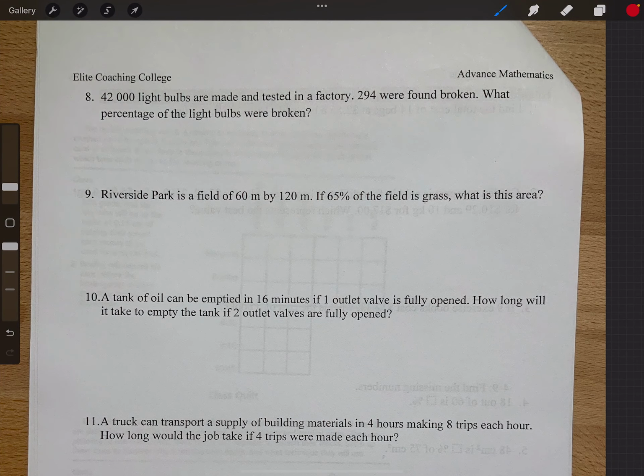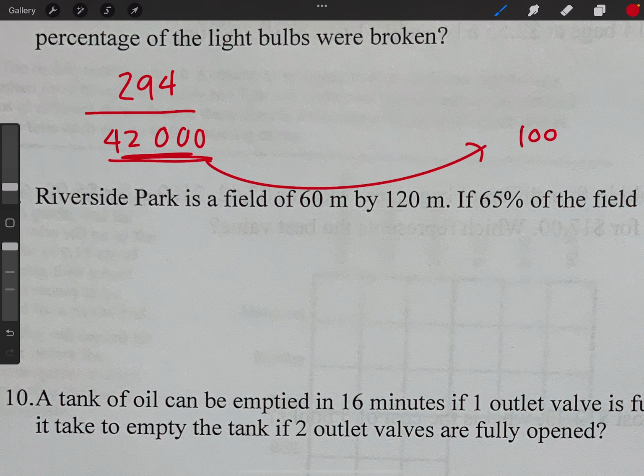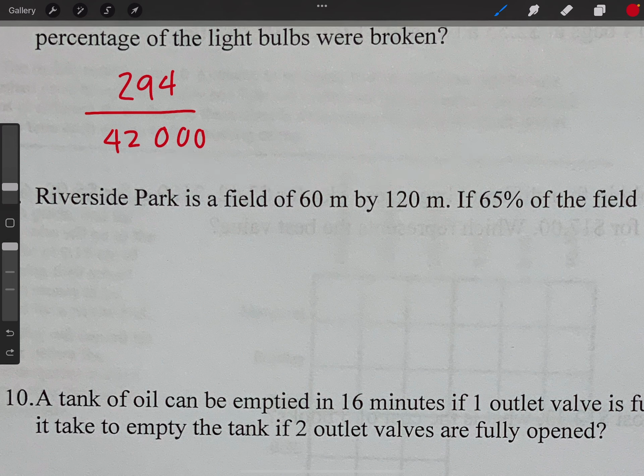42,000 light bulbs are made and tested in a factory. 294 were found broken. What percentage is this? So again, we're going to take 294 over 42,000, and we need to simplify it. Now our mission is to turn this into 100. Okay, so let's try and simplify this first.